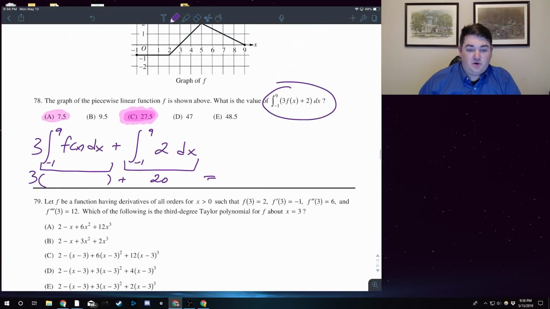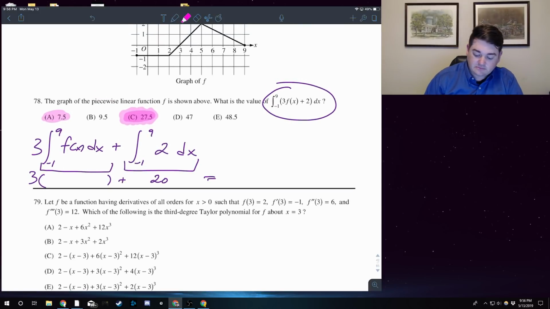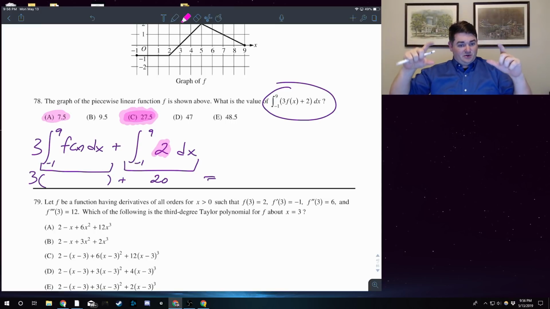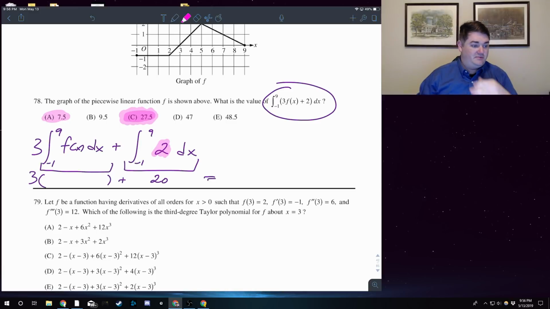Okay, why the 20 on this problem? Anytime you integrate a constant, integrating a constant is the same thing as finding the area of a rectangle. The height of the rectangle is 2, and the base of the rectangle goes from negative 1 to 9, which is a distance of 10. So 10 by 2, that area has an area of 20.